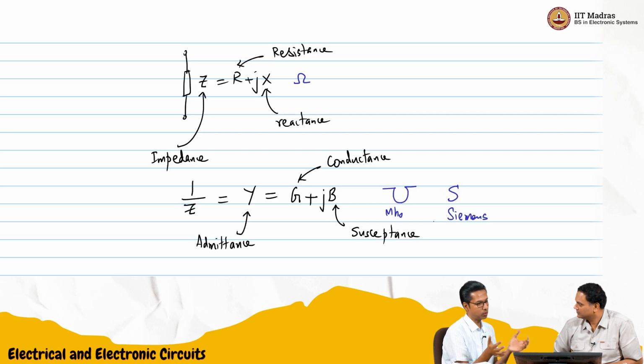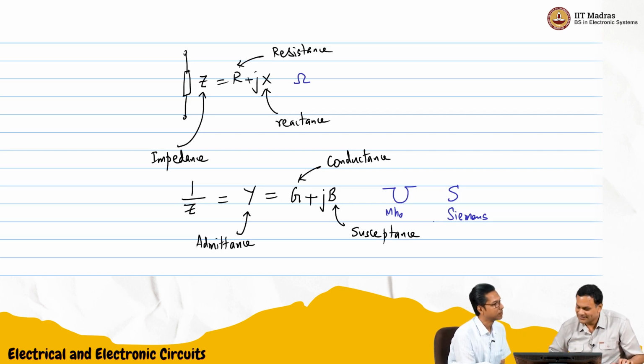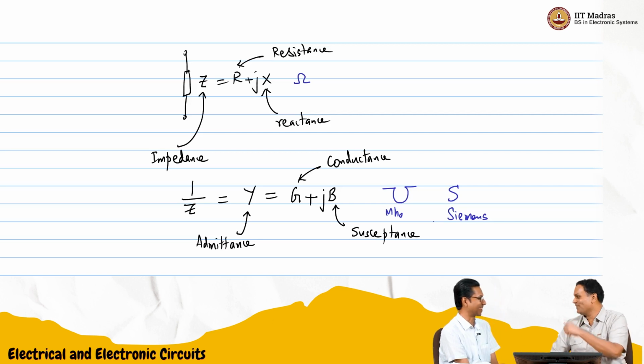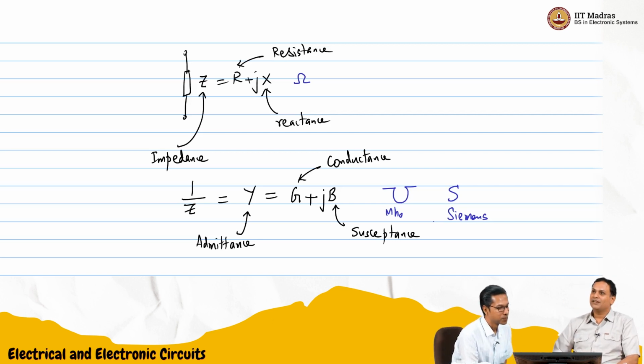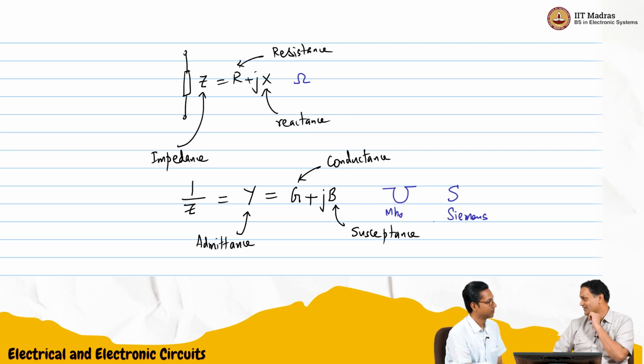Now this admittance, etc. Will it help somewhere particularly? Let's see. So we are doing 1 by Z. If I have R plus jX, that looks simple. Now if you do 1 by that, it is going to be much more complicated, right? Well, it turns out that it is useful.